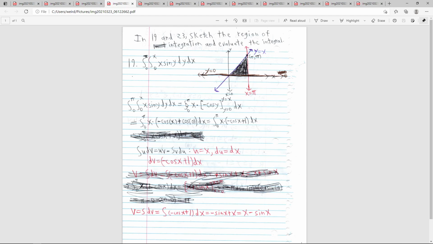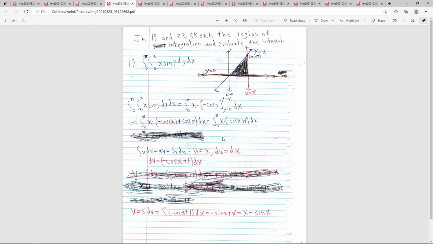When you evaluate this, just do it like normal. With respect to y, it becomes negative cosine y, evaluated from y equals 0 to y equals x. For the second integral, you get x times negative cosine x plus 1, or 1 minus cosine x, whatever. The point is that it's dx. We can't really evaluate this directly, unfortunately.